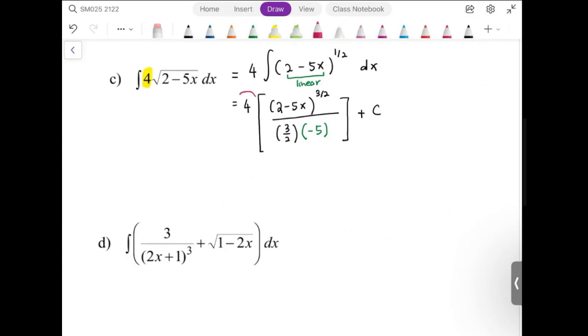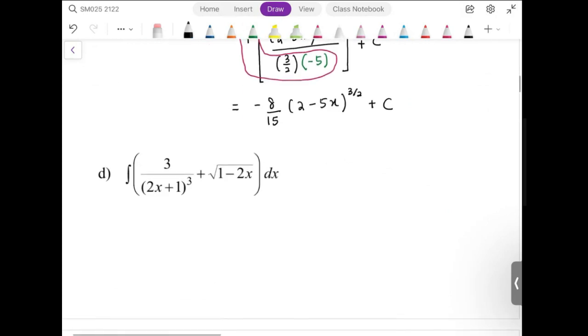Now, we have constant kat situ. Hati-hati simplify. Tak nak confuse, tak nak careless. Tekan je lah calculator. From there, we get negative 8 over 15. Copy back the function. So, 2 minus 5x to the power of 3 over 2 plus C. Siap. Senang kan? Kalau kita faham rule, then tak ada masalah. Okay. We proceed with the last example for basic rule.